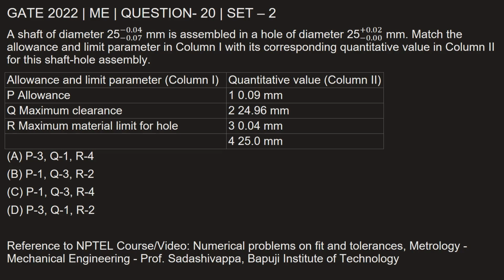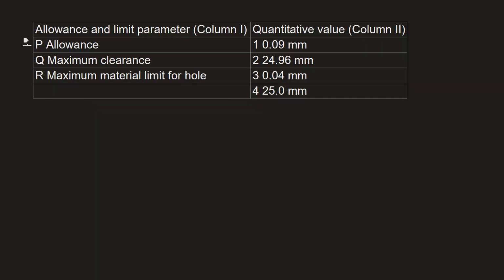Match the allowance and limit parameter in column 1 with its corresponding quantitative value in column 2 for this shaft hole assembly. So in column 1 we are being given allowance, maximum clearance and maximum material limit for the hole, and we need to match it with column 2 in which the quantitative values are given to us. So let's find out the correct matches. Let's see the options one by one for this shaft hole assembly.